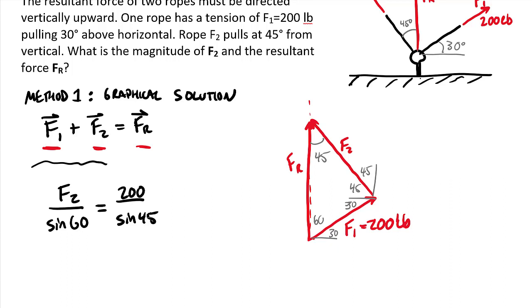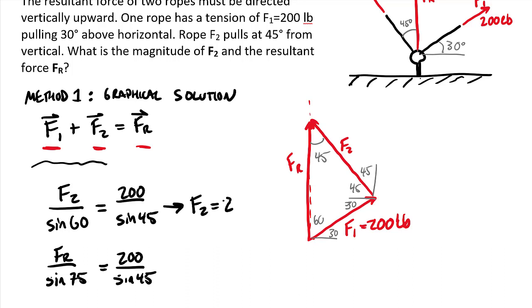And I could do the same thing to solve for FR, and so we could write here that FR divided by the angle opposite of it, which is 75, sine of 75, is equal to, I'm going to use the same fraction here, 200 over the sine of 45. So out of the top equation, we can find that F2 is equal to a magnitude of 244.9. That's also in pounds. Of course, these are pound force because all pounds are in pound force in statics.